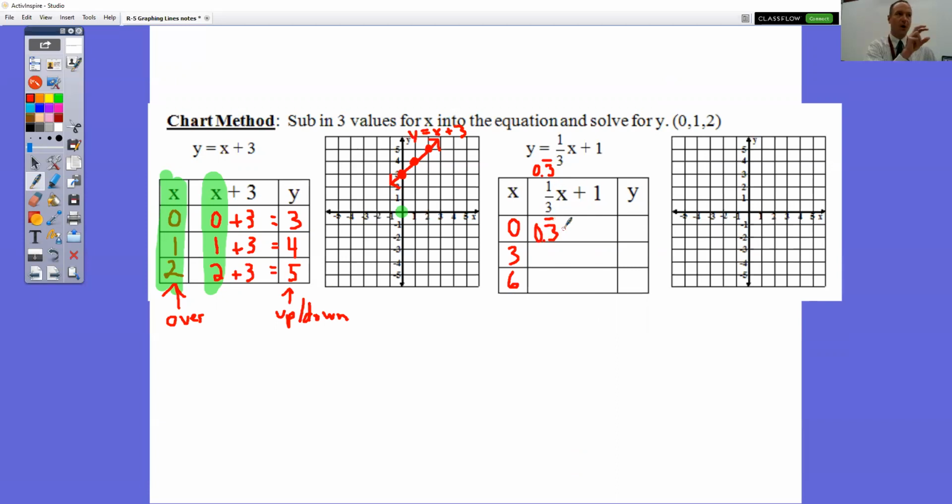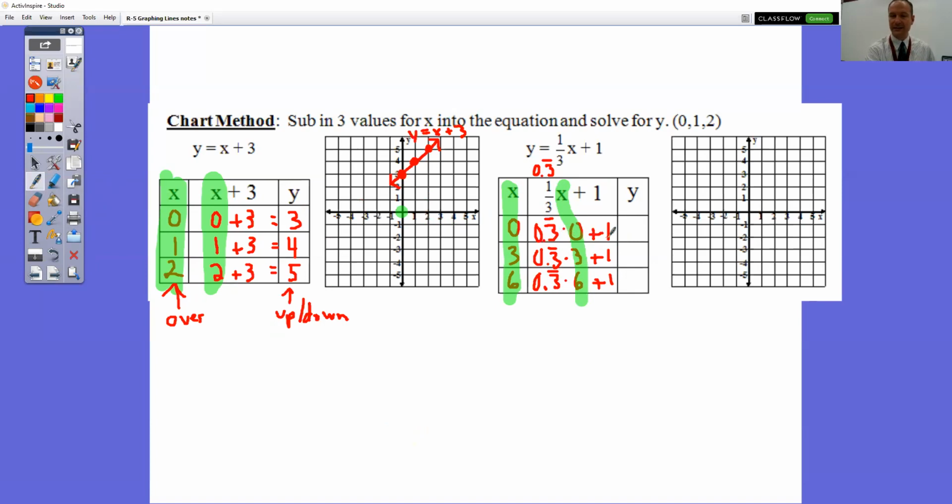So we have 0.3333333. You want to fill up that whole screen on your calculator with 3s times 0 plus 1. 0.33333 times 3 plus 1 and 0.33333 times 6 plus 1. Again, all that we did was we subbed in our x values in for x into the equation. We want to put our answer in the y column.